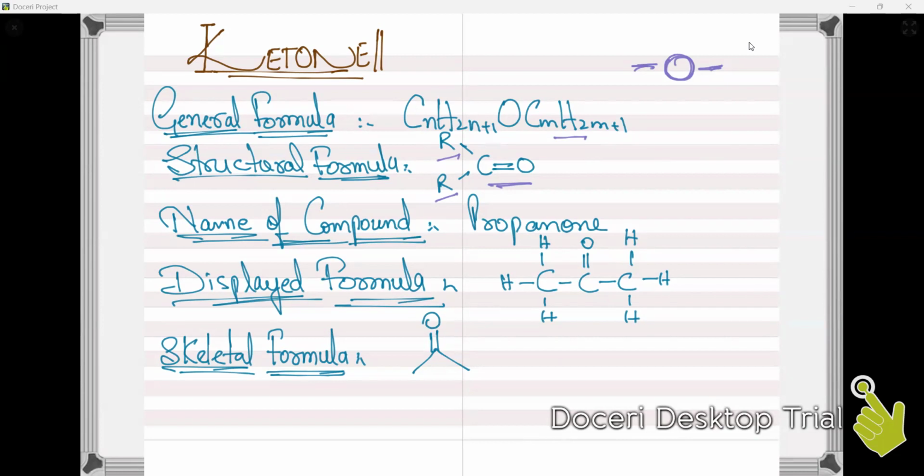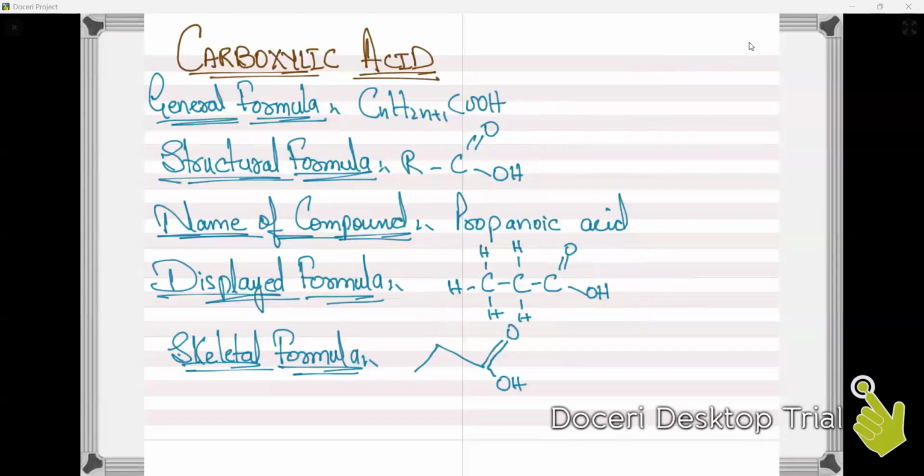Again, I'm taking 3 carbon compounds. Let's suppose I've taken propanone over here. Propanone means 3 carbons, all right? In case of ketone, this oxygen will always be attached to the central carbon. I repeat, in ketone, this oxygen will always be attached to the central carbon, and the other 2 carbons will be attached to it. And this is the skeletal formula. I hope it makes sense. If not, you can always ask the question in the comment section and I'm going to reply.